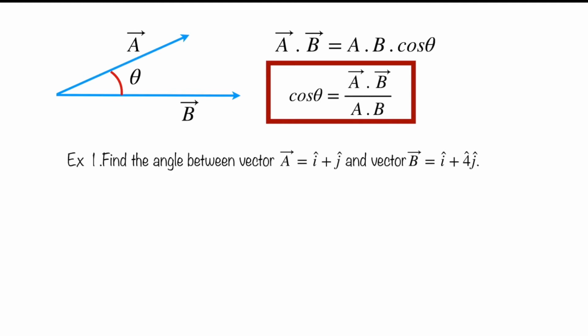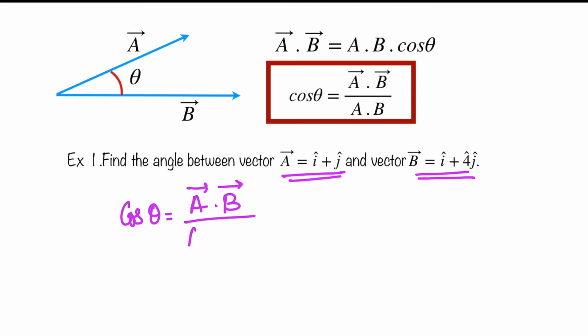Now let's check out one example. Here, find the angle between vector A and vector B. The angle between these two vectors can be found from cos theta, which is the ratio of the dot product of these two vectors divided by the product of their magnitudes.